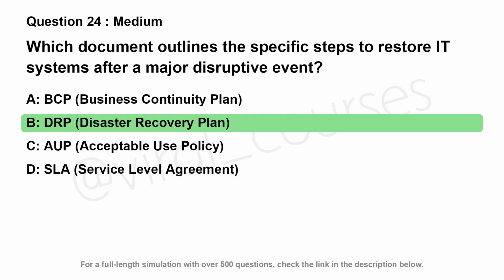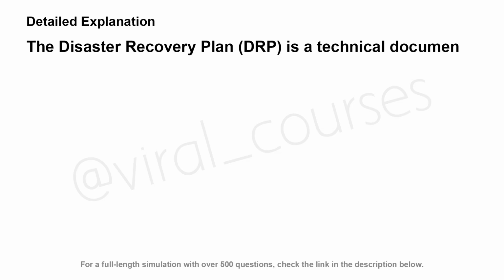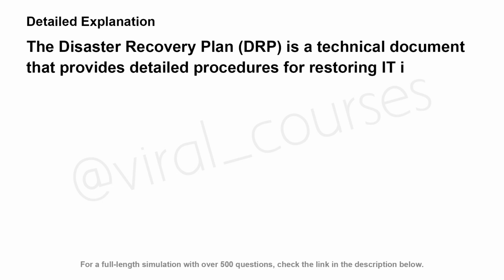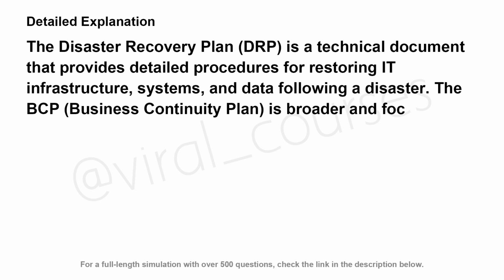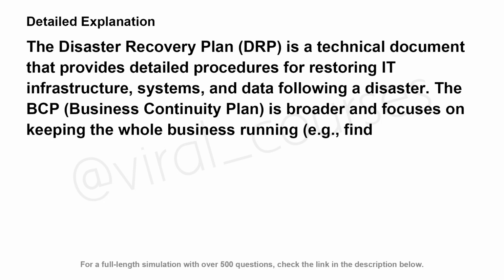The correct answer is B. The Disaster Recovery Plan, DRP, is a technical document that provides detailed procedures for restoring IT infrastructure, systems, and data following a disaster. The BCP, Business Continuity Plan, is broader and focuses on keeping the whole business running, e.g., finding a new office space.